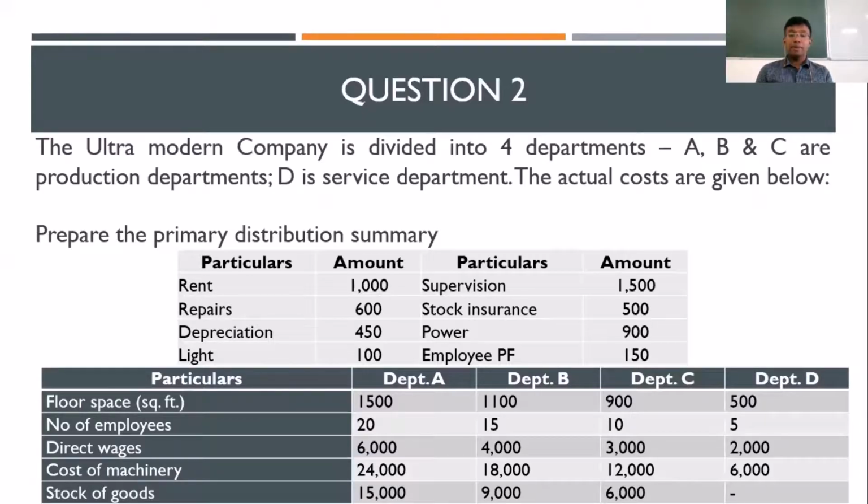So in order to prepare the primary distribution summary, they have given us the details of the cost, and they've also given us the specifics with regards to the department: floor space, number of employees, direct wages, cost of machinery, etc. So based on this, we will have to prepare the primary distribution summary. So let's prepare the primary distribution summary for this particular question.